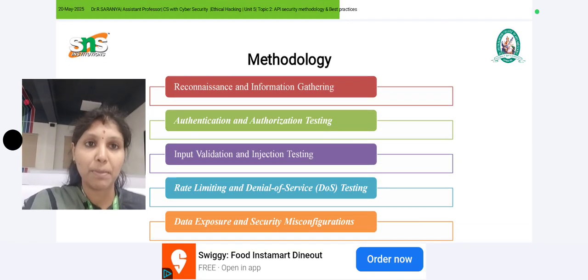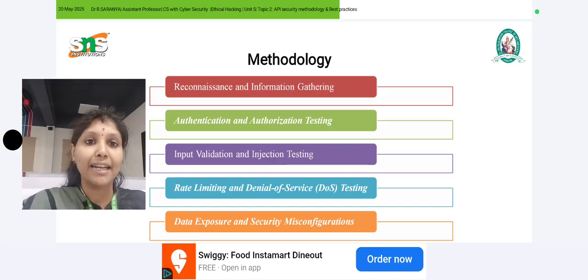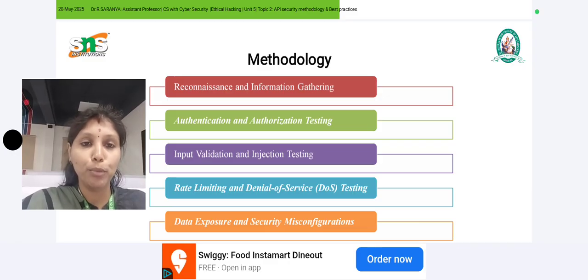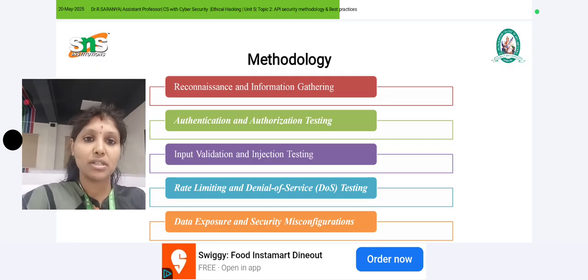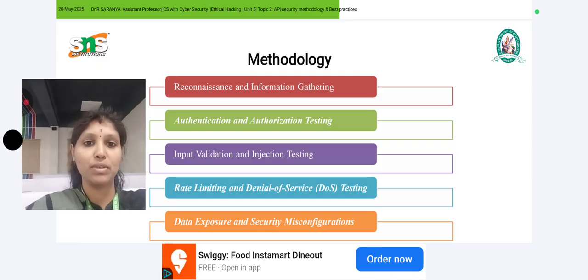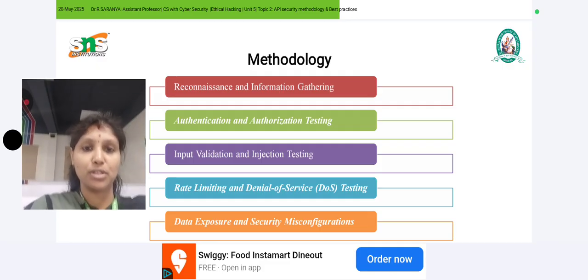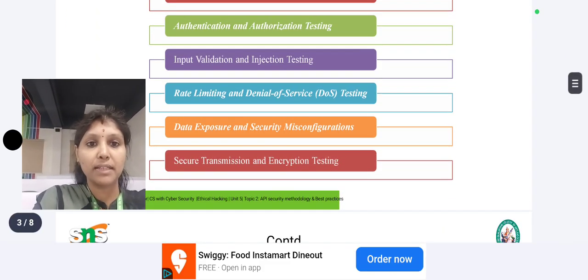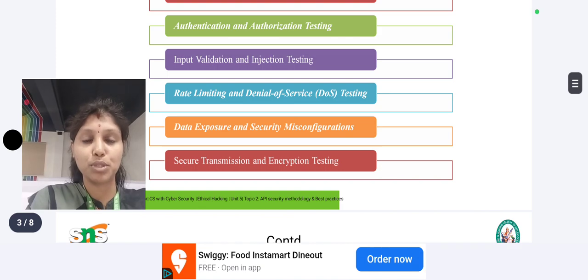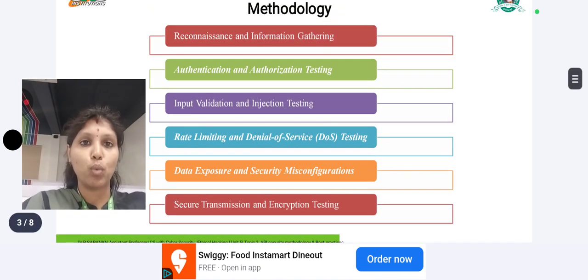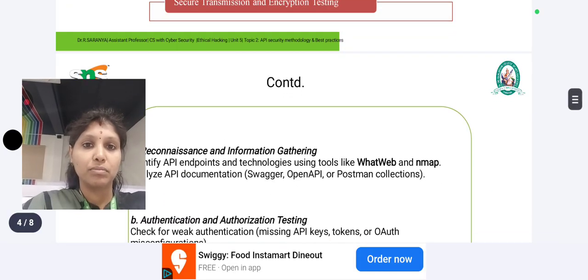importance of API methodologies: reconnaissance and information gathering, then authentication and authorization testing, input validation and injection testing, rate limiting and denial of service testing, data exposure and security misconfigurations, and then secure transmission and encryption testing. Now let us see what is meant by reconnaissance and information gathering.